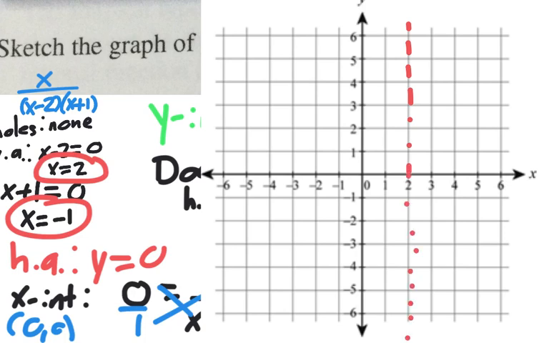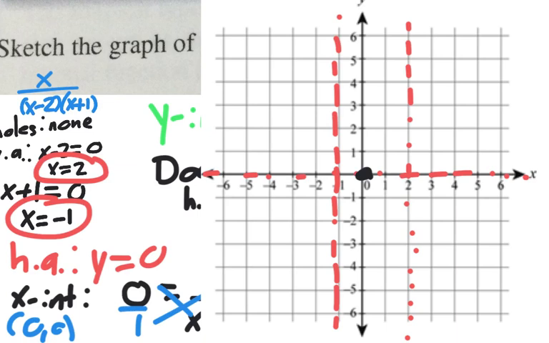I know I have a vertical asymptote at x equals negative 1. I know I have a horizontal asymptote at y equals 0. I know my graph has to touch right here at 0, 0. Okay, so this time I'm going to have to plug in a lot because I don't have a clue what my graph does here. I don't really know what it does here.